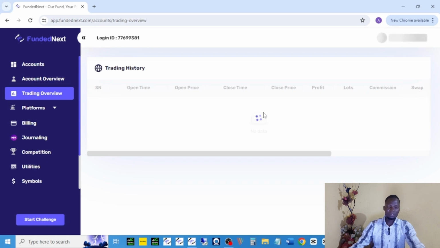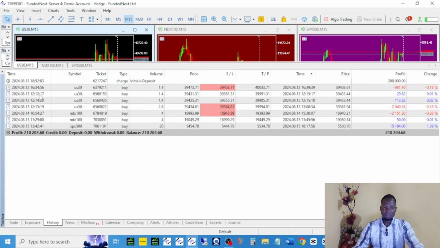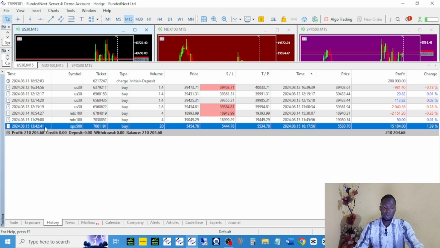The trading overview at times usually takes a little bit of time to load. So while that is loading, let's move on to MT5. These are the trade history on my MT5. As you can see, I opened the account on August 11, 2024, and I reached the 10,000 target on August 15. So if we remove the weekend, that is about 4 trading days.